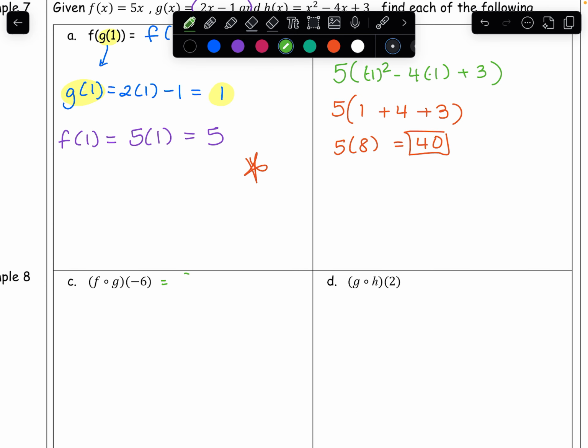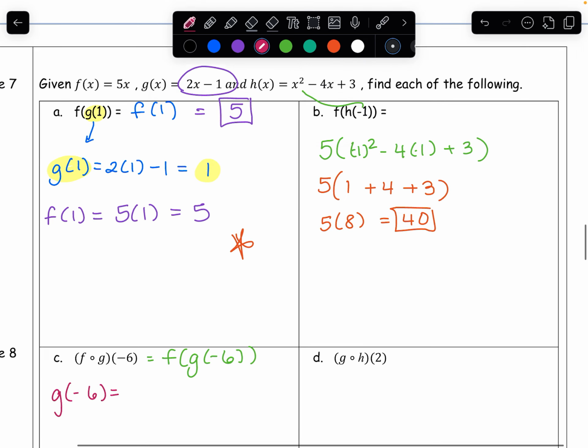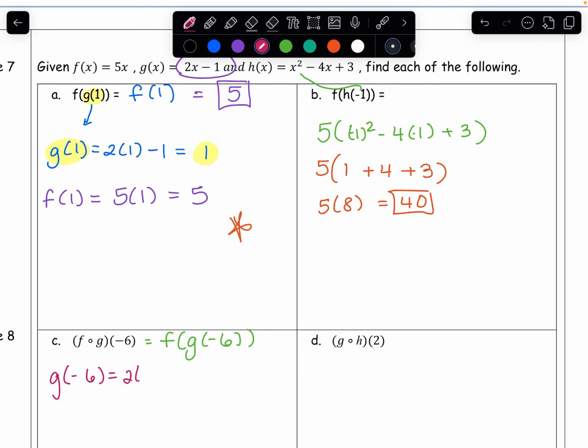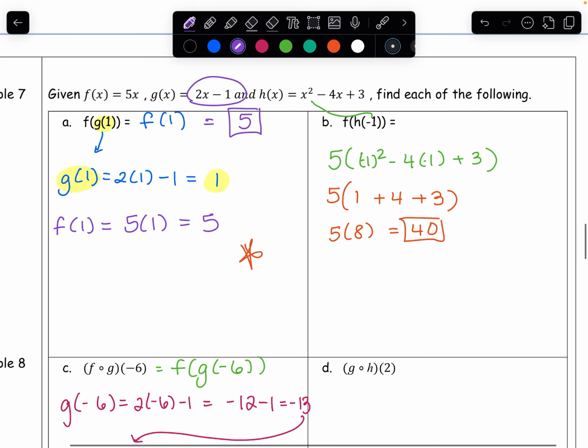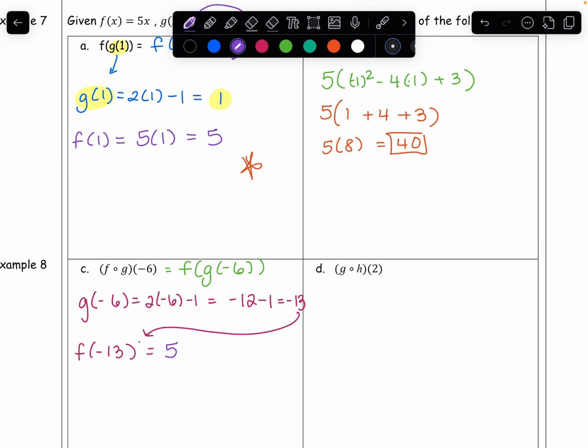And so let's do C. Again, I personally like to rewrite it. So I'm going to do that first method again. So g of negative 6 is, always be aware of the names of the graph or the functions, because it can start to get a little difficult. So we get negative 12 minus 1, which is negative 13. So what that means is we're now going to be finding f of negative 13. And our f function is 5x. So 5 times negative 13 is negative 65.